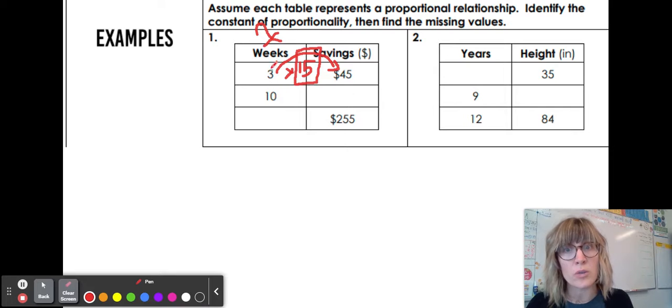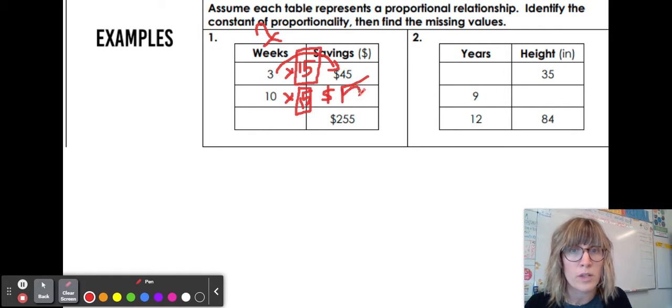So if over 3 weeks your savings were $45, and we know that it's growing at a constant rate, or it's a proportional relationship, we're going to do the same thing here. Since we're starting with weeks, we're going to end up multiplying again. We're going to multiply it by our constant of proportionality. So 10 times 15 gets us $150.